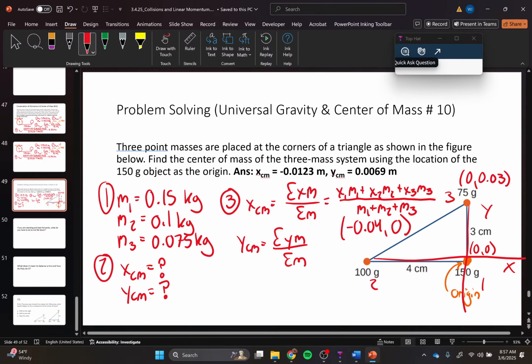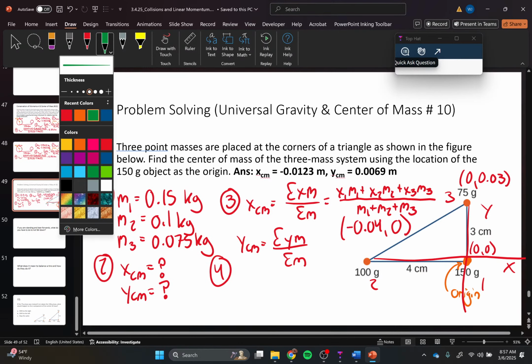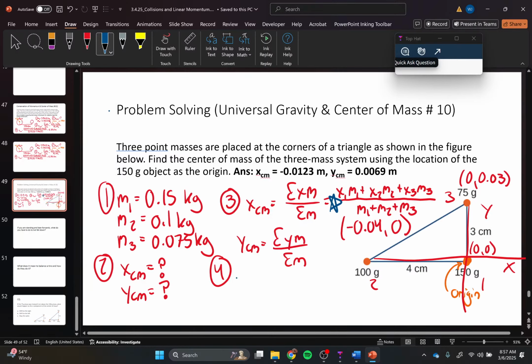Oh, that's fine. That's in centimeters. You did your whole problem in centimeters, so you need to convert it. Alright, so I'm just going to show you all the X one, and I'll leave the Y one for you. That way I don't do all the fun things for you. So I'm just going to solve the X center of mass.